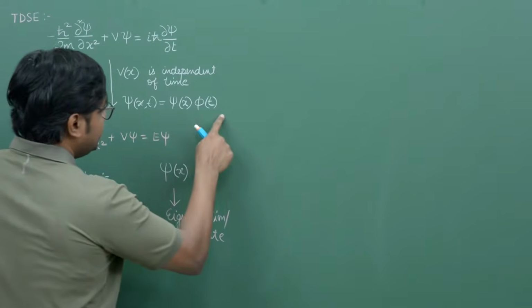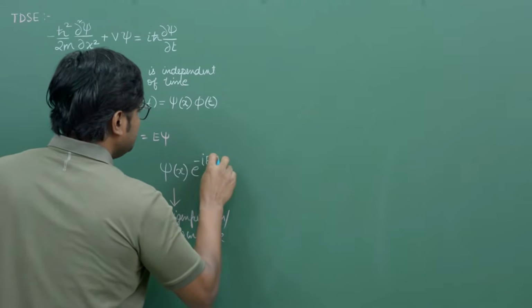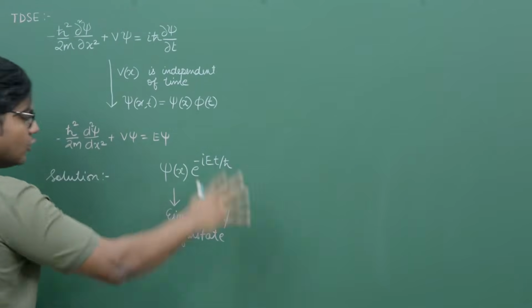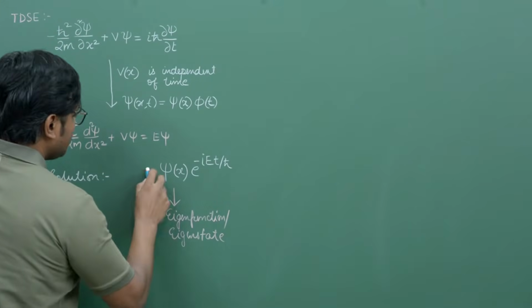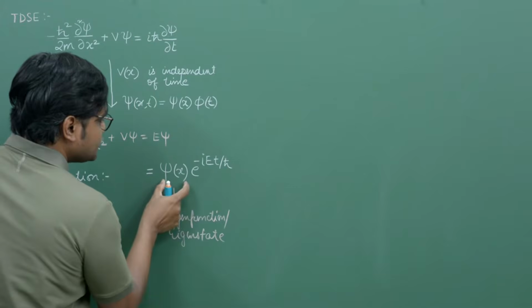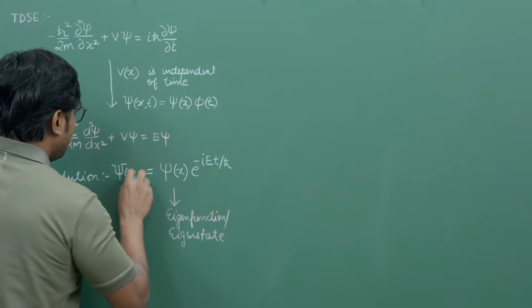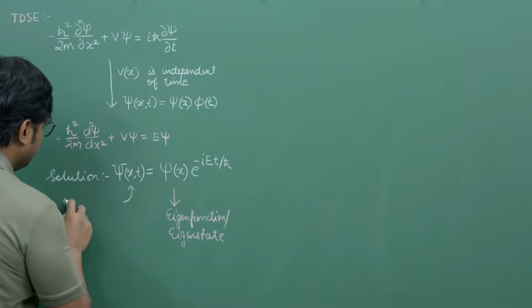Now phi here takes the shape of e to the power minus iota Et upon h cross, where E is the total energy of the particle in the system, and this follows from the method of separation of variables that we use to simplify this. And the product of both of these, the function of space and function of time, gives us the actual wave function of space and time. Alright, so this is the actual wave function that we are dealing with.